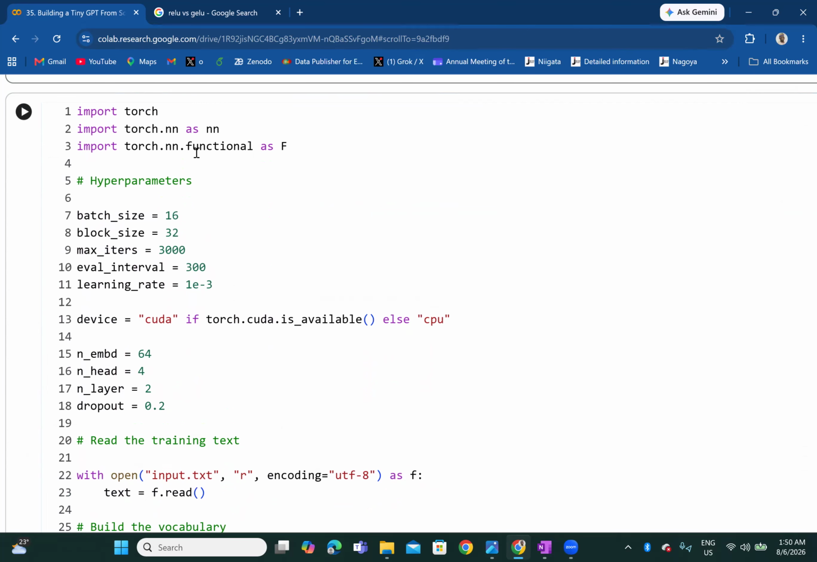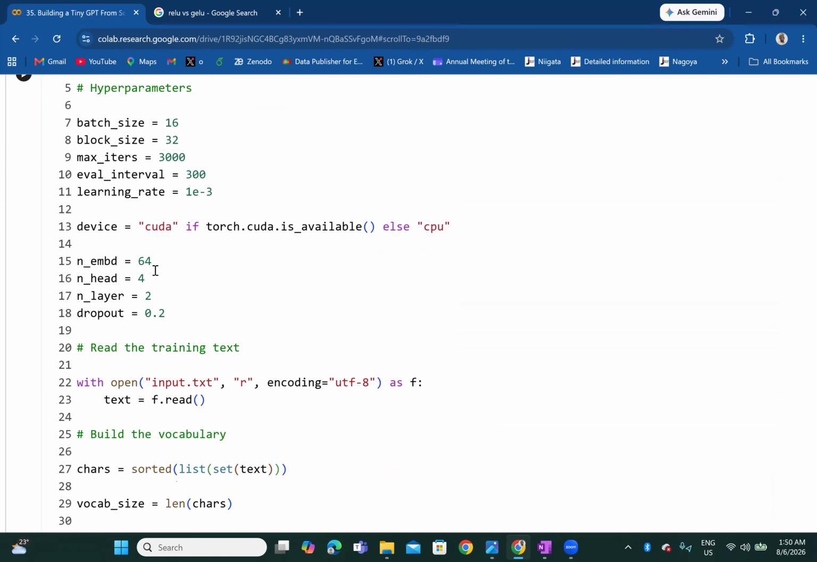So we need the neural network and we need the functional. Let's say we have hyperparameters: batch size 16, block size 32, maximum number of iterations 3,000, evaluation interval 300, and the learning rate is 10 raised to minus 3. The device is CUDA if torch.cuda is available, else we use CPU. So CUDA is default, if not, we use CPU.